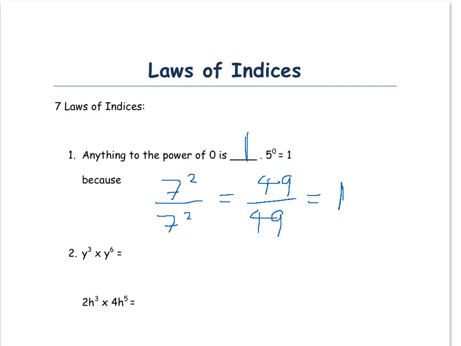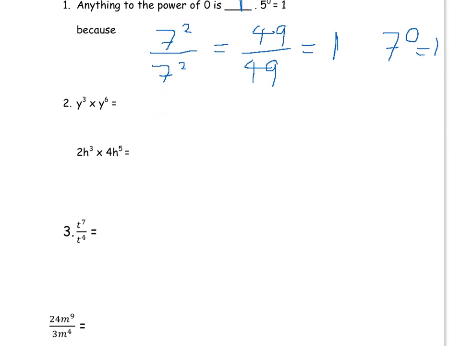Well, it's 1. And one of the rules of indices, which we'll do in a minute, is that when you're dividing powers, you subtract them. So 7 squared divided by 7 squared becomes 7 to the power of 0. So 7 to the power of 0 is equal to 1. So as I said, anything to the power of 0 always gives you the value 1. And they often throw that question in to check that you understand indices.